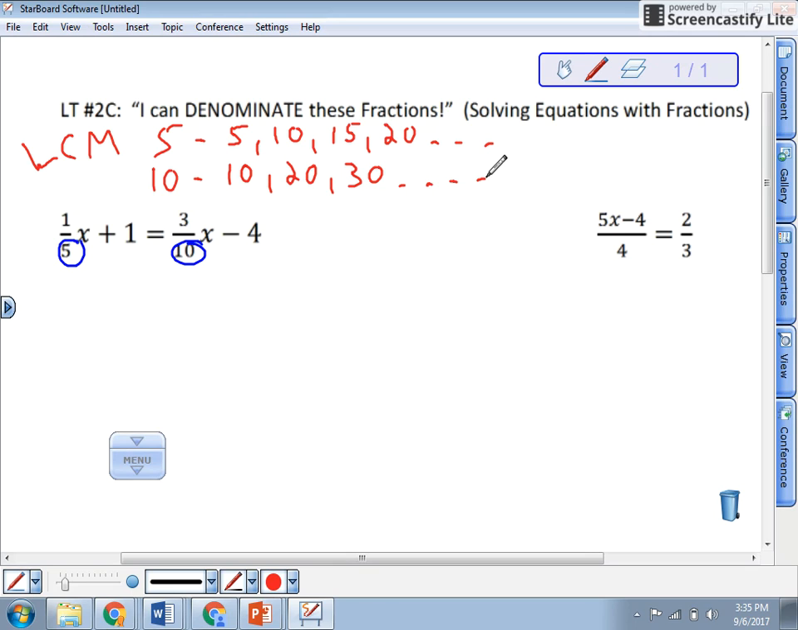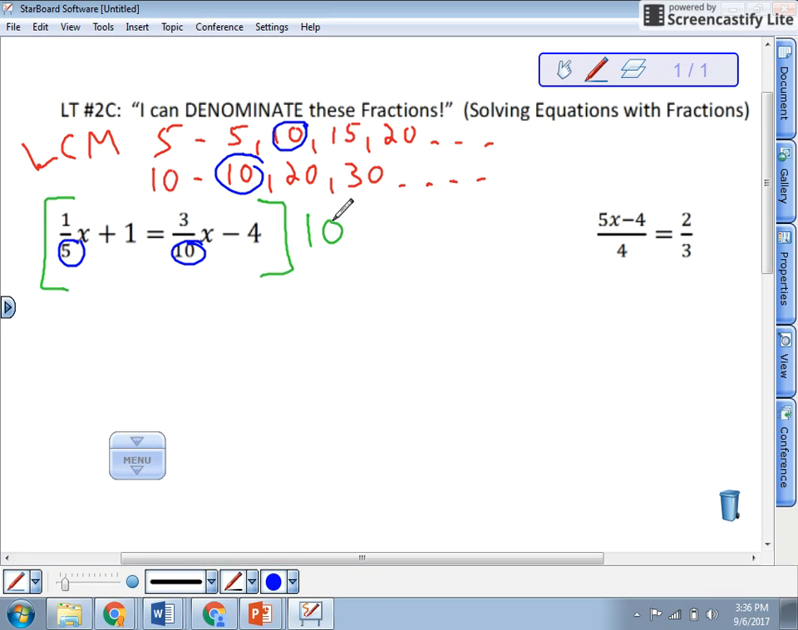Okay, well, we want to find the least common multiple of the denominators in order to denominate them. When we look at them, they each have a 10. That is the smallest common multiple. So now that we know that, how are we going to use that? Well, we are going to multiply the entire equation by that least common multiple. And that's how we're going to denominate these fractions, all right? We're going to look at the least common denominator of those fractions. So when I do that, here's what happens.